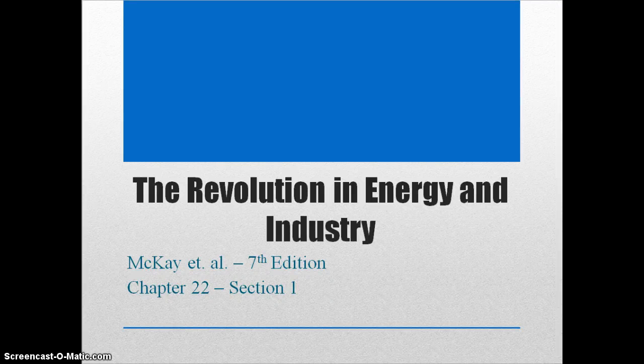Bobby. Today we'll be discussing Chapter 22, Section 1 of the Mackay, Hill and Buckler text, 7th edition, A History of Western Society. This chapter, entitled The Revolution in Energy and Industry, is really where we start what we would consider the modern age. And we're going to start seeing a lot of connections now as we start this discussion of the Industrial Revolution with modern day living.